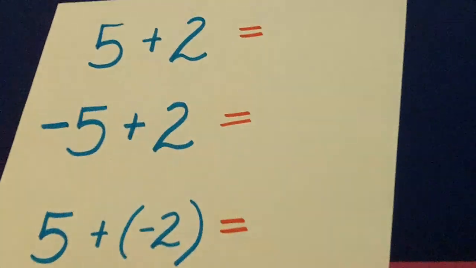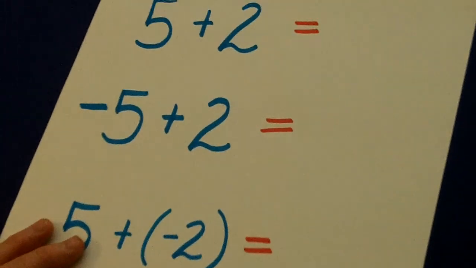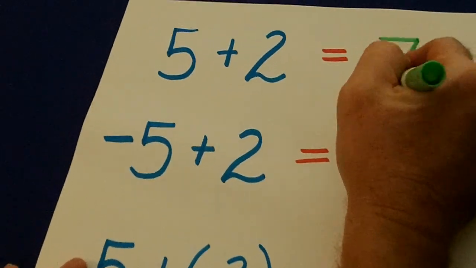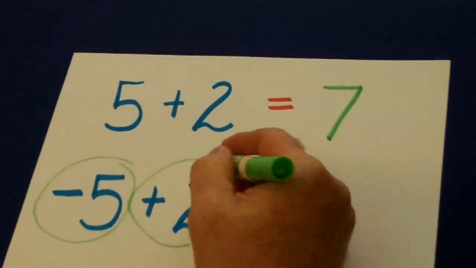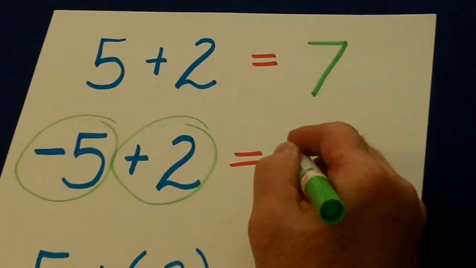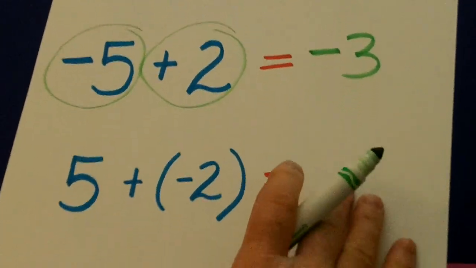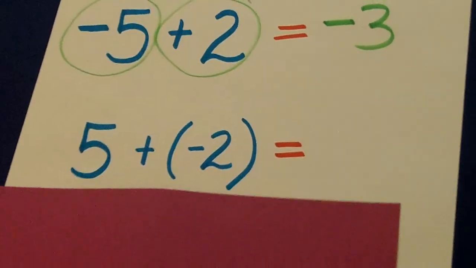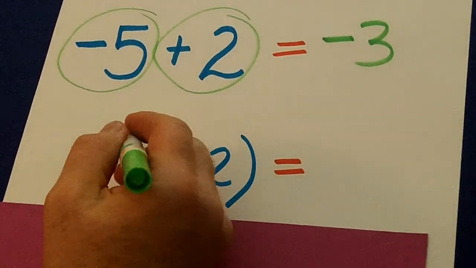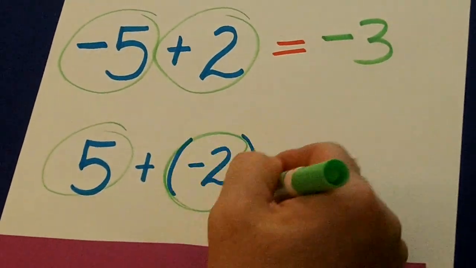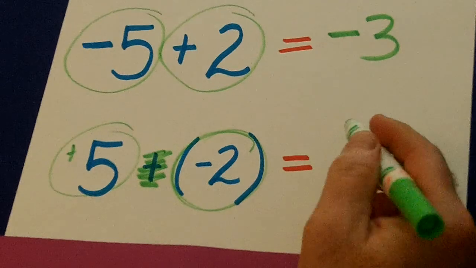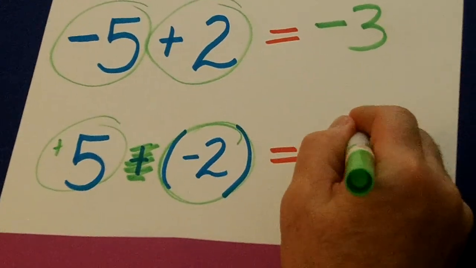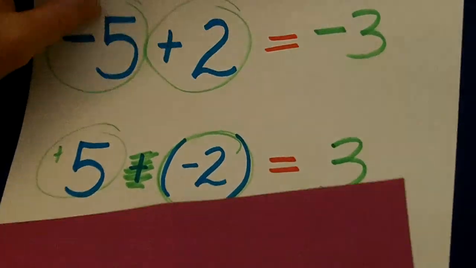Okay. Now, let's just do these in short order here. 5 plus 2 is 7. But watch this. -5, +2: the negative number is bigger by 3. Right here, we've got one positive, one negative. Here's our positive and our negative. Our positive number is bigger by 3.